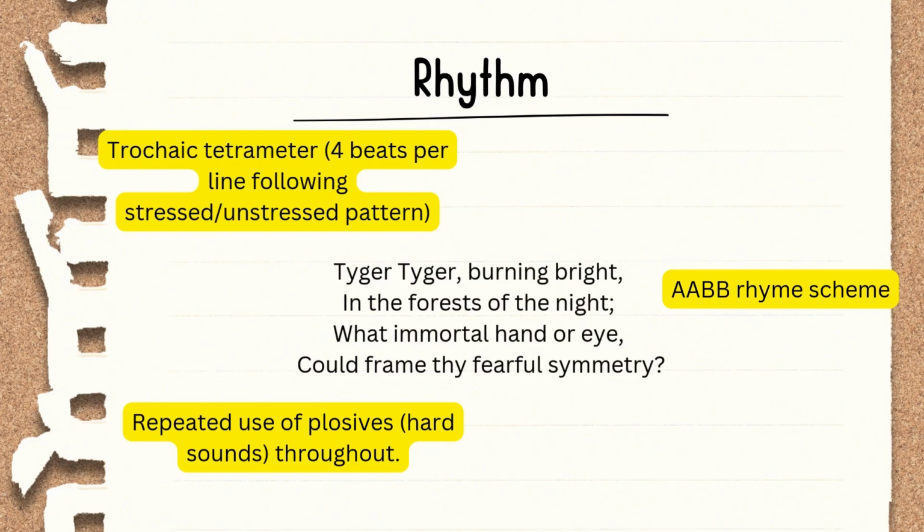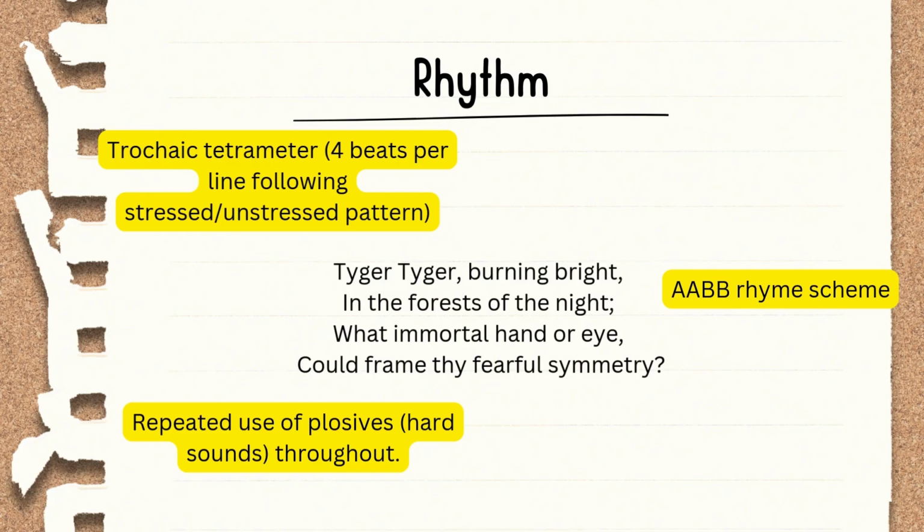So, shall I compare thee to a summer's day? You can hear in that line that each second beat is stressed, but a trochee is when you stress the first one. So trochaic tetrameter is when you have four beats per line. Okay, and each beat is made up of a stressed and then unstressed syllable. So: tiger, tiger, burning bright, in the forests of the night.